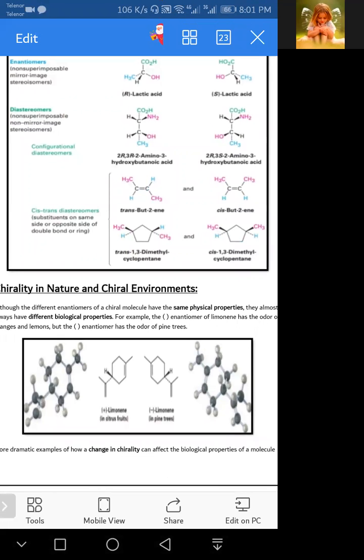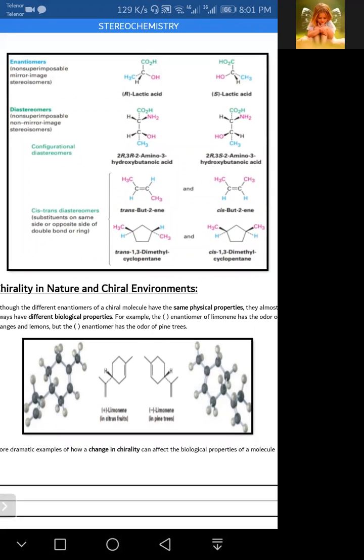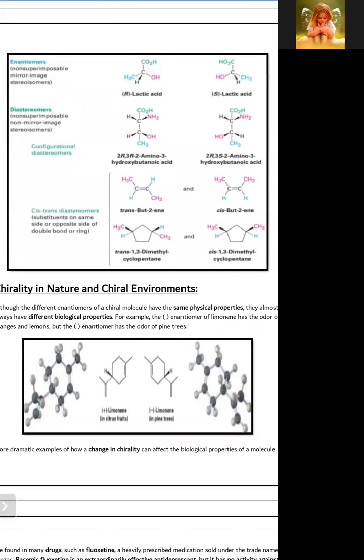These are the examples of isomers. First is enantiomers. Enantiomers are non-superimposable mirror image stereoisomers, and it contains R configuration of lactic acid and S-lactic acid. And diastereomers are non-superimposable, non-mirror image stereoisomers.